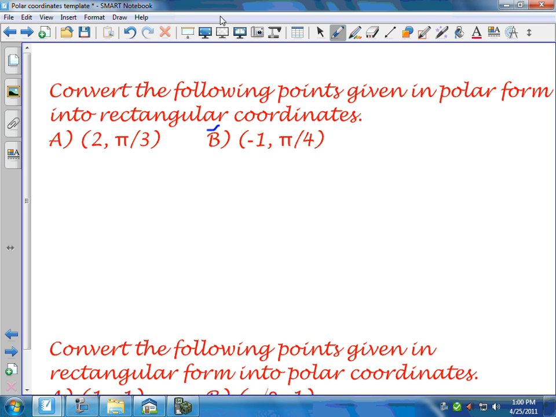So we know that x is equal to, what is the formula for x from the first page? R cosine theta, and y is equal to r sine theta. Our r is, because these points, as they are given, are in terms of polar, so r comma theta is what's given to us. So what is the x coordinate going to be? Negative 1 times cosine of pi over 4, right?